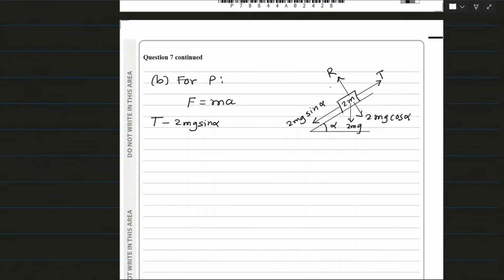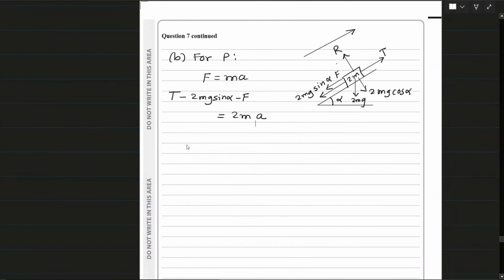And we should not forget the plane is also rough. So this means that there is also a friction force acting on the block. We know that the block is going upwards. As the block is going upwards, the friction force will try to oppose this motion, and the friction force will act down the plane. This is our friction force. So we also have to subtract our friction force, which I've represented using the letter F. Then on the right side, we have mass into acceleration. We know the mass is 2m, and we do not know the acceleration yet. So this is our equation of motion for P, but we need to further simplify this.